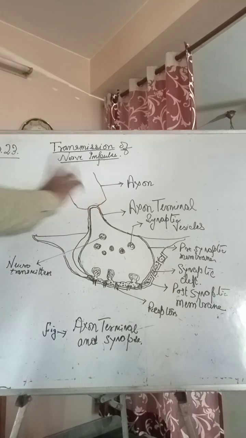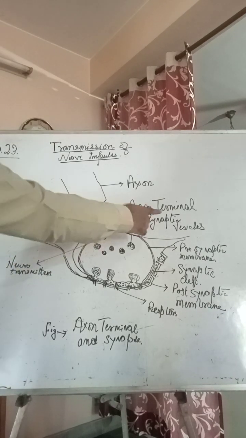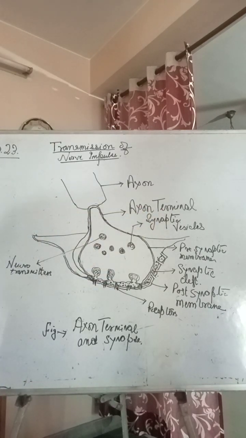We are seeing the axon terminal. Now in the terminal, what are these synaptic vesicles? The synapse is the junction. There can be two types of synapse: one is electrical and another is chemical.